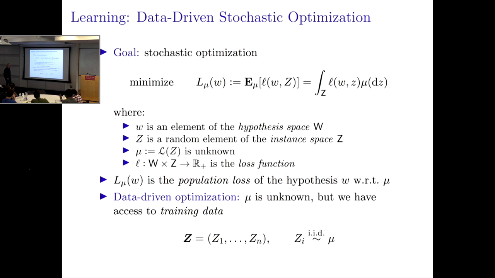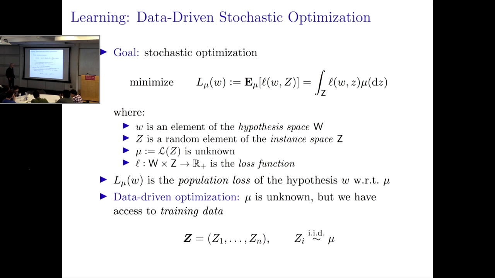And the learning aspect comes about because we don't know mu. If we knew mu, in principle, let's suppose that we could find an optimizing W given enough computational resources. But we don't know mu, so that's the problem. This is the learning problem.